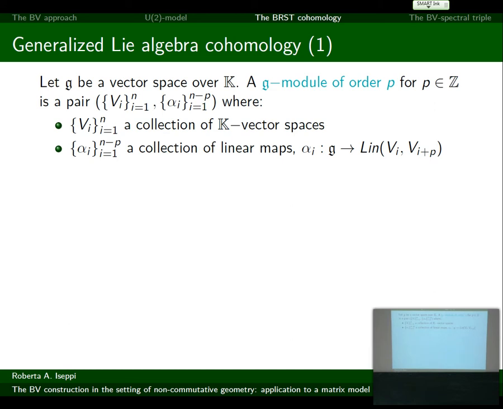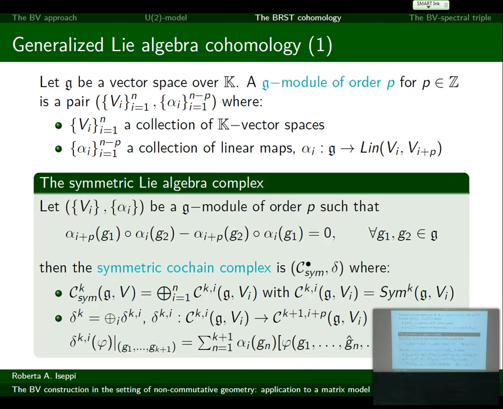So a module of order P is just given by a pair, where the first term is a collection of vector spaces, and the second term is a collection of linear maps defined like this. So once we have this structure, we can consider the first generalization, the one considering symmetric maps. Once we have this G-module and this compatibility condition among these linear maps, then we can define this symmetric cochain complex. As I promised, here the cochains are given by symmetric maps defined over G with values in these V_i, and then of course we take the direct sum of all the possible target spaces.